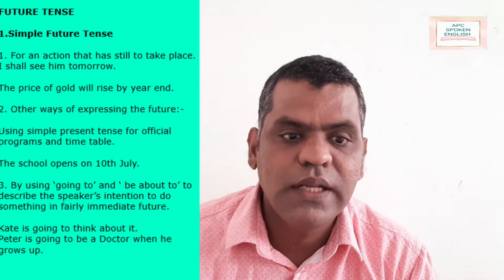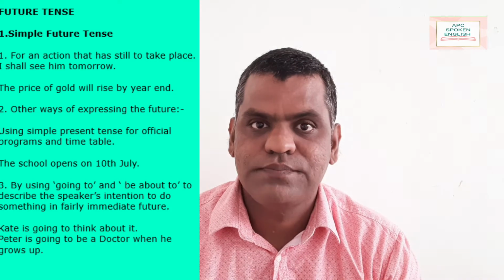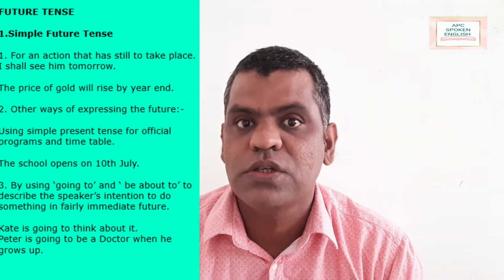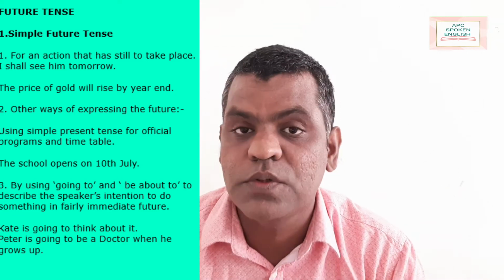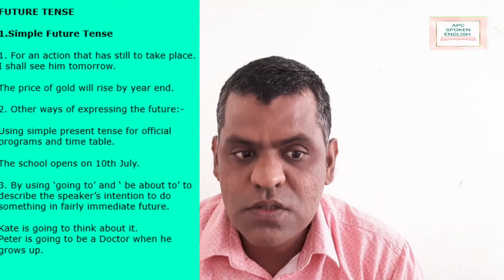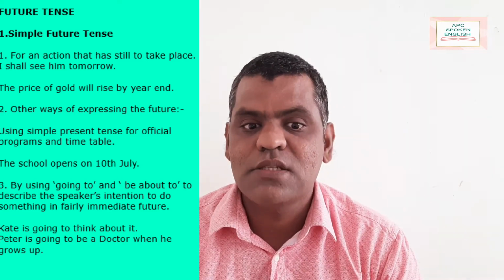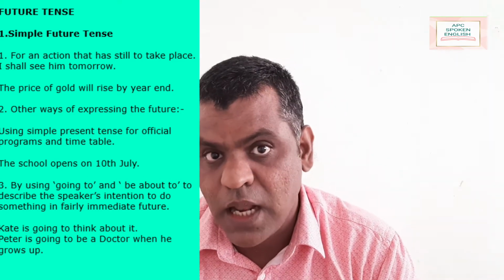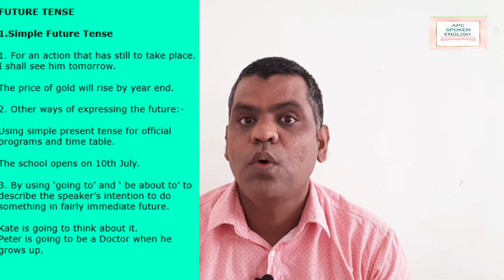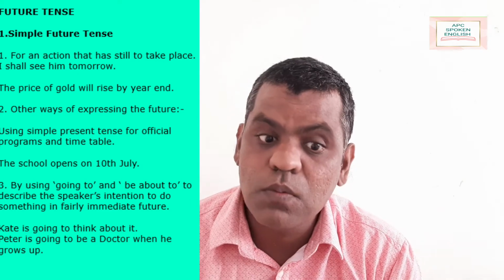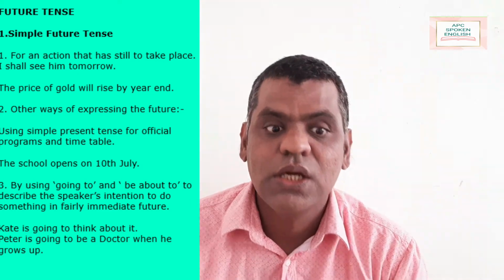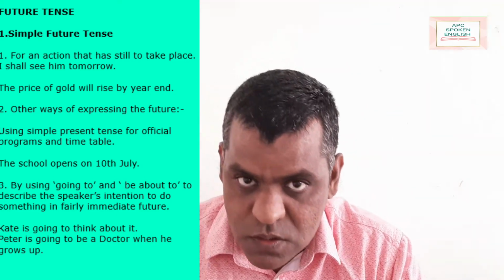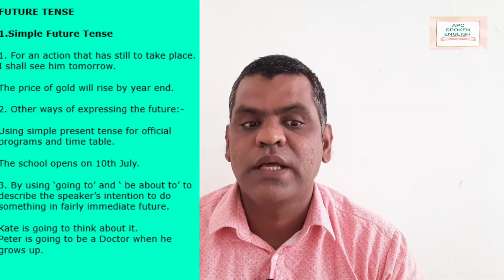The next one, future tense. If we are talking about our future, we have to use future tense. The first one is simple future tense. It is used for an action that has still to take place. For example, I shall see him tomorrow. The price of gold will rise by the year end. Will rise. Shall see him. All these indicate the simple future tense.